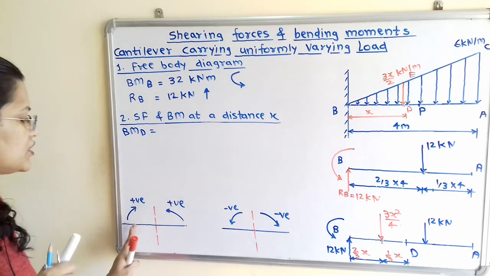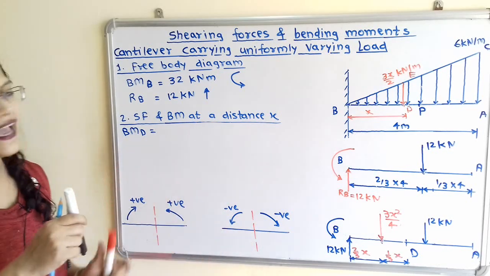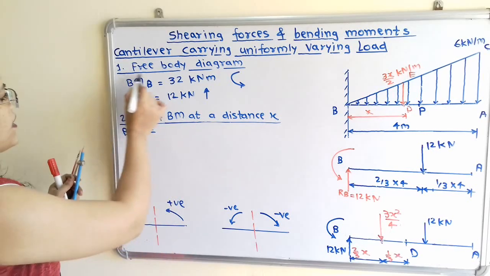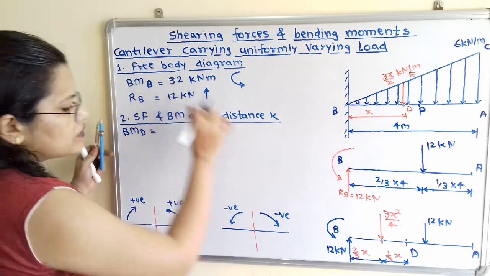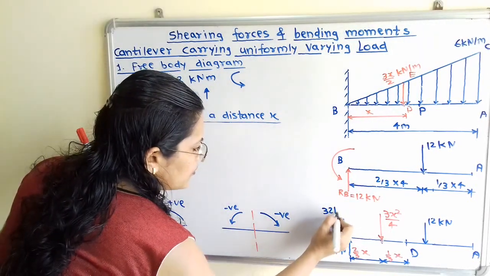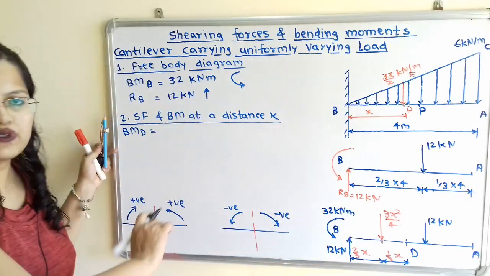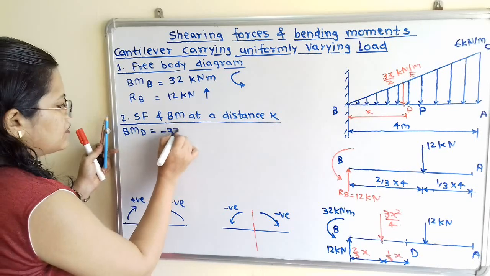So we have to mention the sign convention in the answer book, and then we will write here. So it's a value, bending moment at B is equal to 32 kilonewton meter. So we have to use here with negative sign. So it is minus 32.